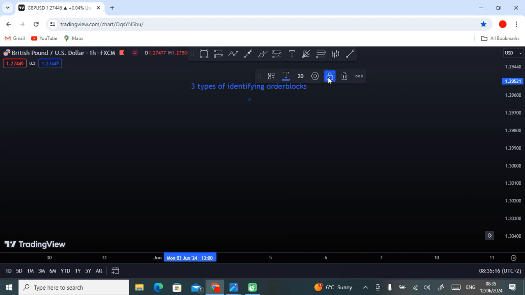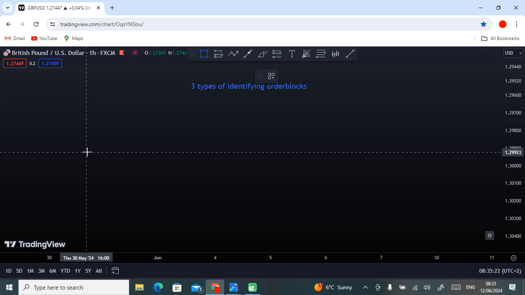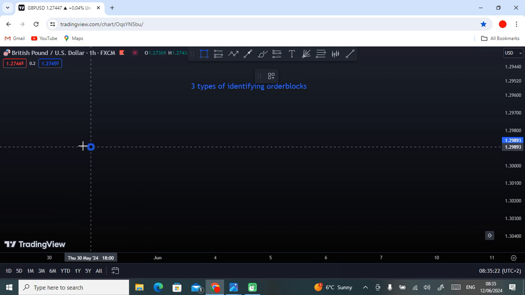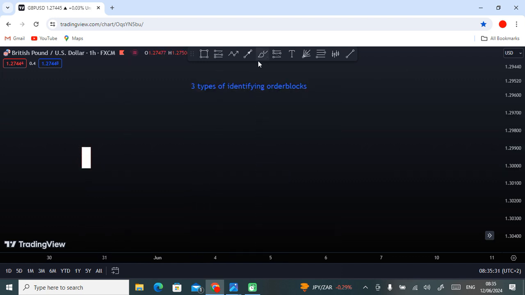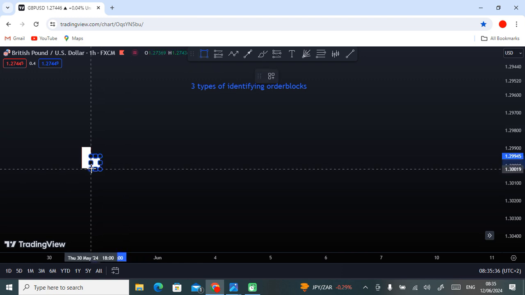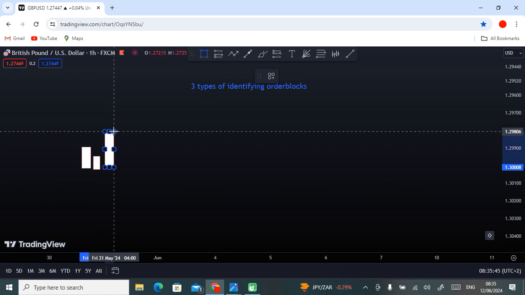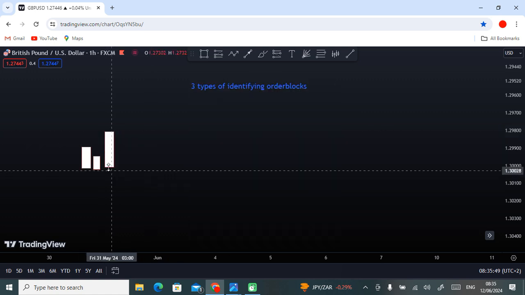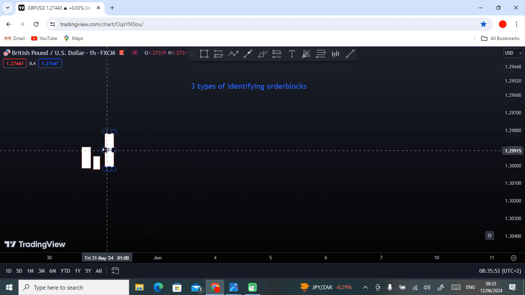Let me lock it. So now the first type is what we call the hidden order block. The hidden order block is an order block like this. This is the hidden order block. Then we have the subsequent one, which will be a smaller one to this one. Then we have again a bigger one which engulfs these ones. They have to go like this.